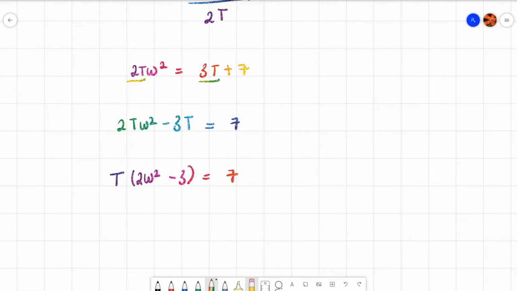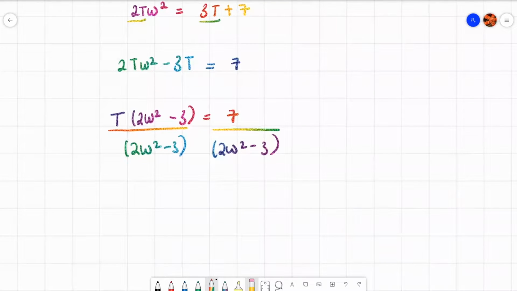How do you get rid of a bracket in maths? Well, you divide because a bracket means times. So I'm going to divide both sides by 2w squared minus 3. Okay, well, that cancels. So I'm left with 7 over 2w squared minus 3, and that is my answer.